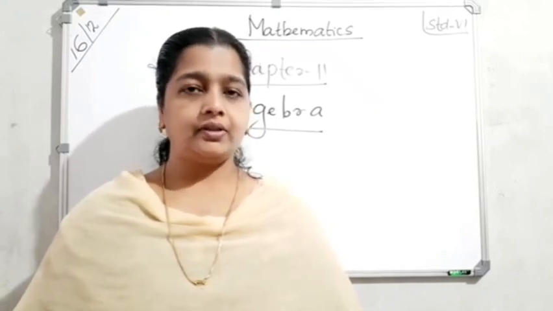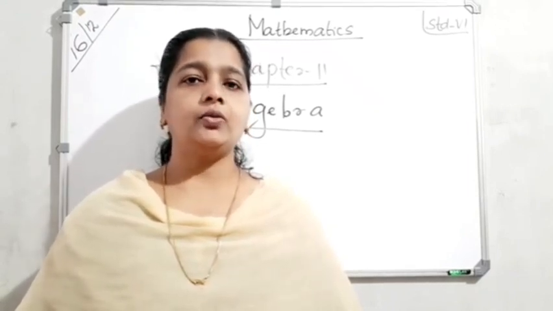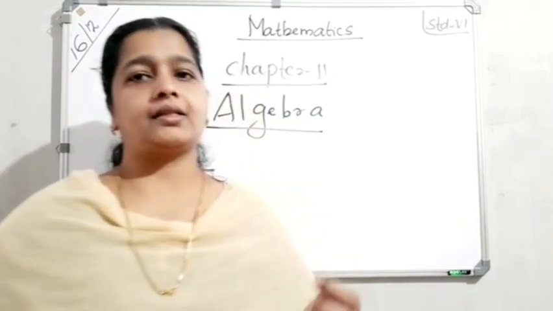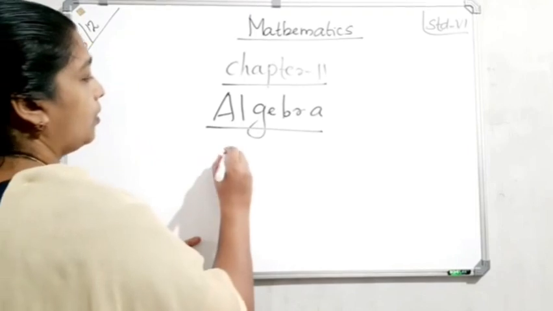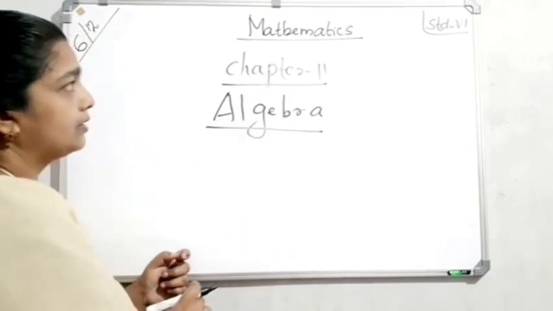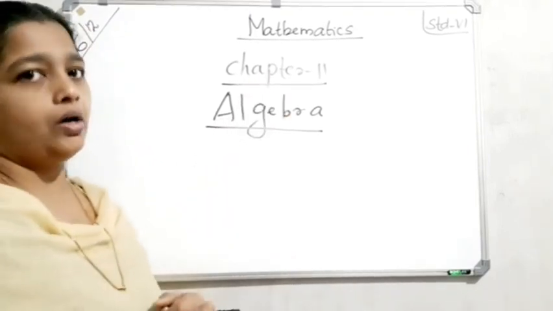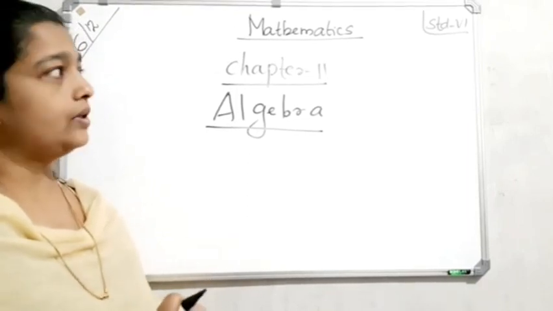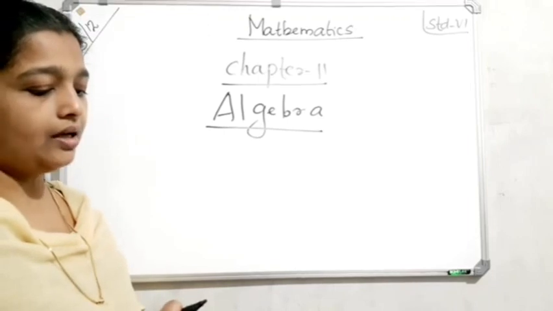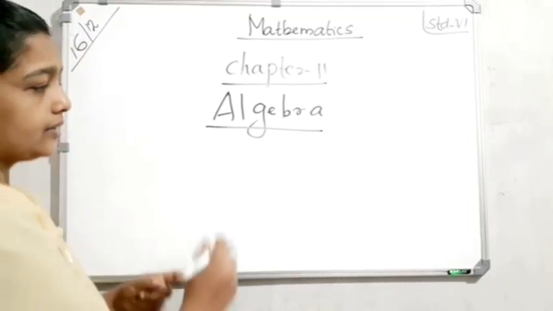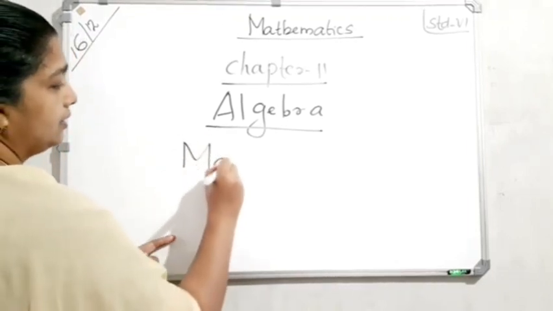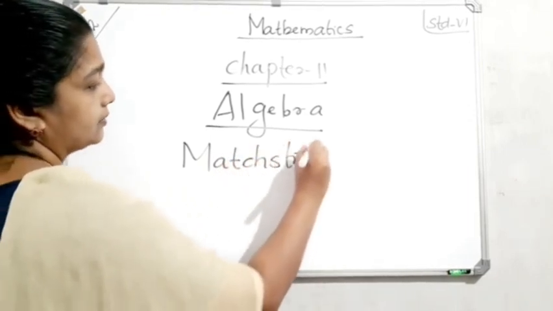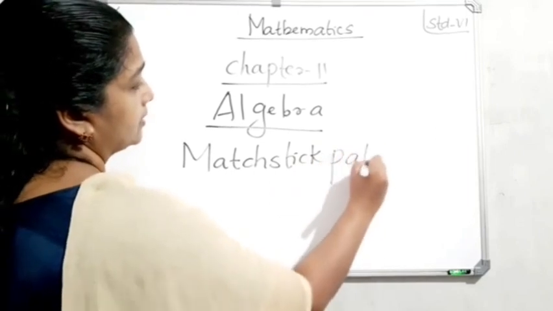So from this chapter, your first section is matchstick patterns. All of you open a notebook, write the next topic, chapter 11, Algebra. Write the note neatly, chapter 11, Algebra. Then matchstick patterns. Write the next heading, matchstick patterns.